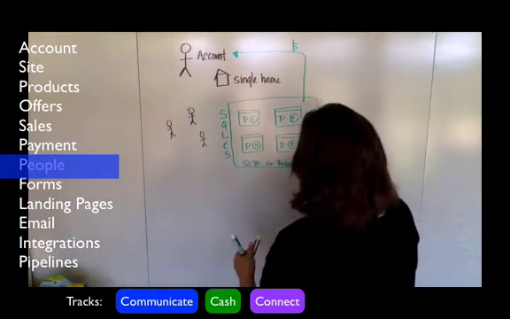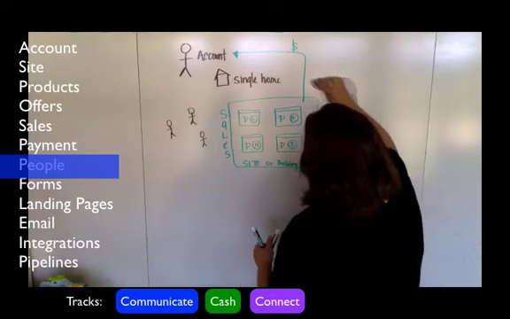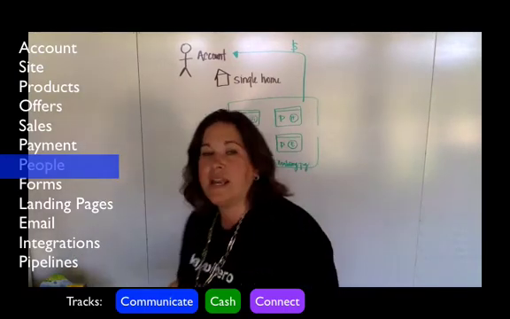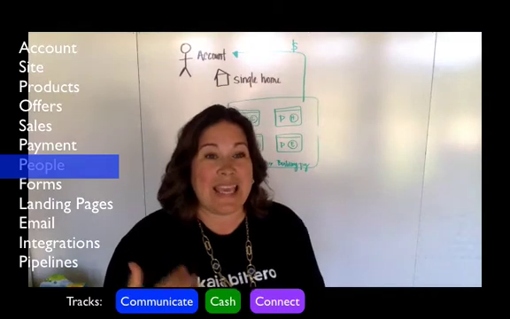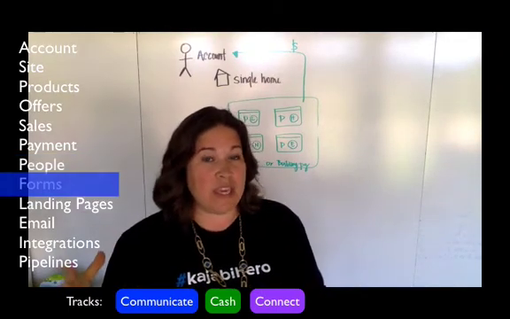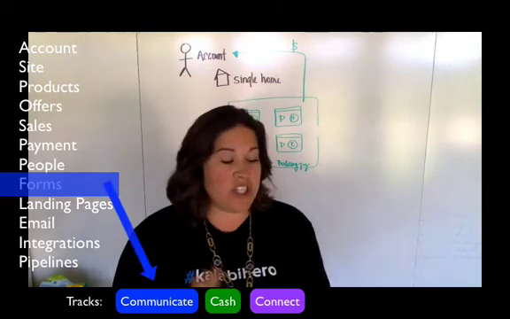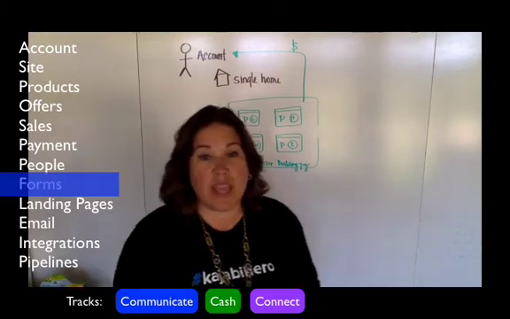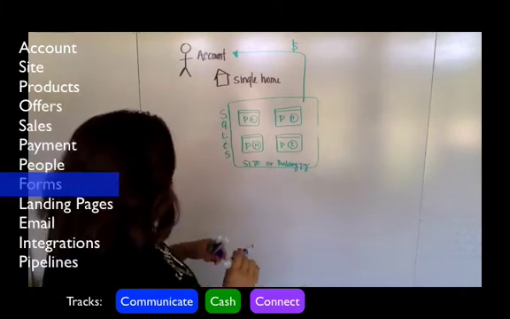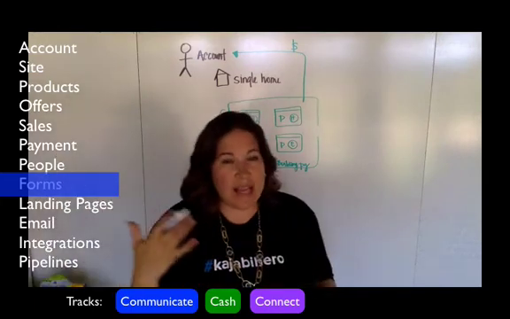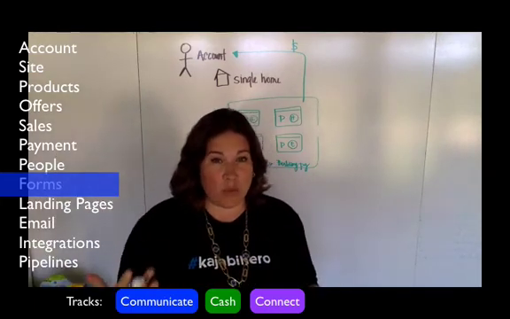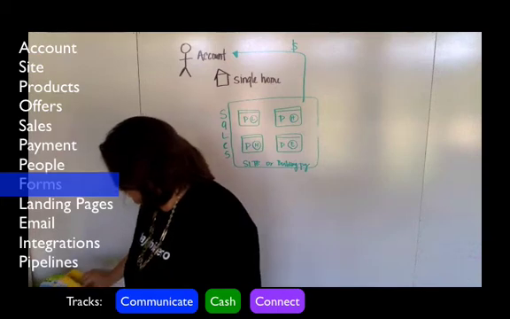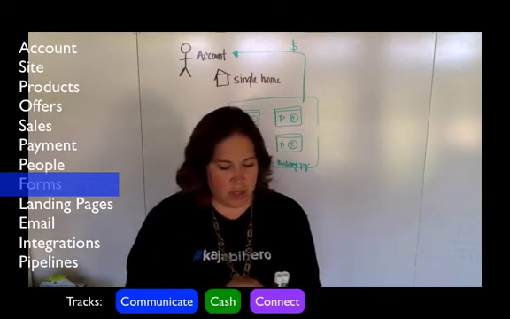Now let's erase our people over here. Okay. Now the next piece of Kajabi is forms. All right. Now we're moving into the communication track, which is going to be blue. Okay, blue is our communication track, and blue is anything that we're doing that is communicating with people. So here, again, we're going to do forms.